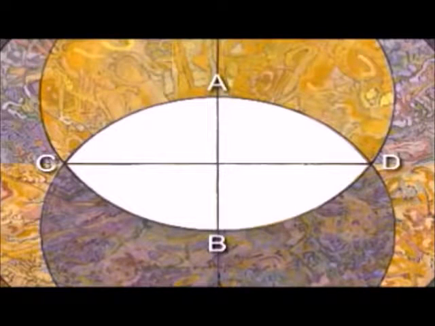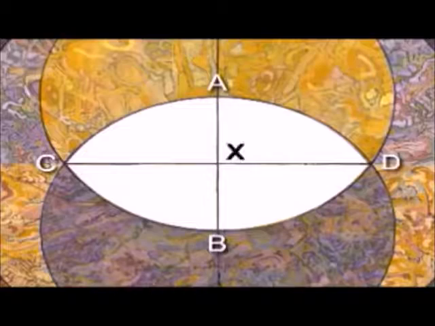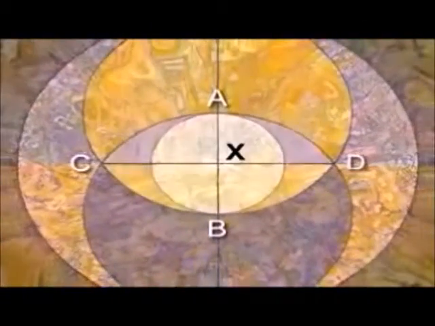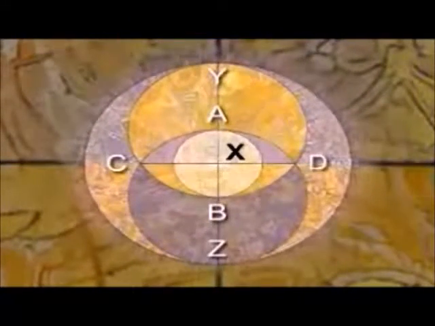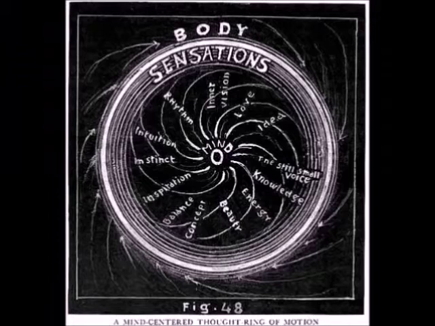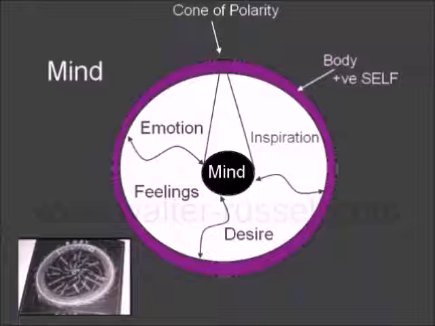Those two points, C and D, bisect the Vesica Piscis and create the cross in the center and a new center point X. So this introduces the transcendental nature of this pattern. It slips all the way into infinity and all the way out to infinity with smaller and smaller overlapping circles and larger and larger overlapping circles, all the way to infinity.